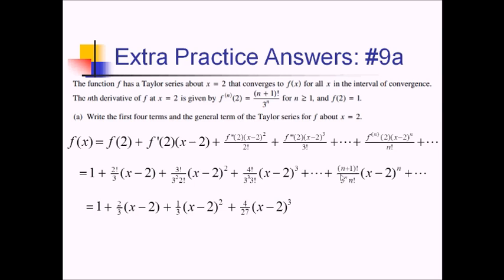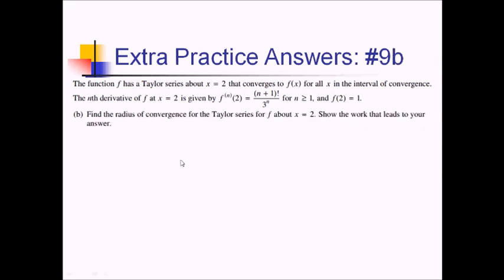And I'll go ahead and actually take care of this one too. I'd like to get that general term looking a little nicer. n plus 1 factorial over n factorial is just n plus 1. And we still have a 3 to the n downstairs with an (x minus 2) to the n upstairs. So there we go.